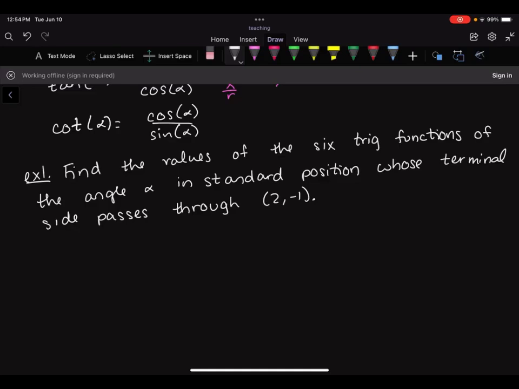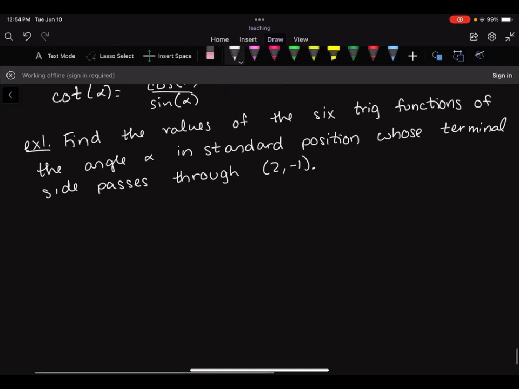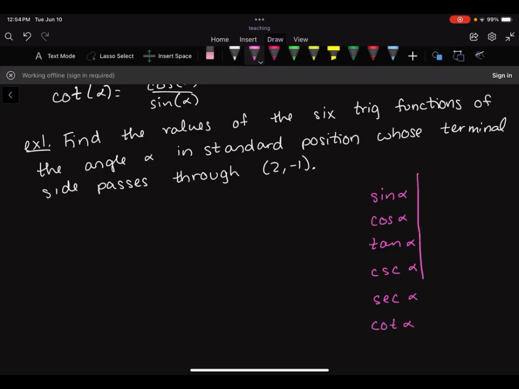So we're looking for the values of all 6 trig functions. We're going to have to find sine of alpha. We're going to need cosine of alpha, tangent, cosecant, secant, and also cotangent. So I'm going to have to find all of these. I'm just going to make myself a little table to write them in. That way it's nice and organized.